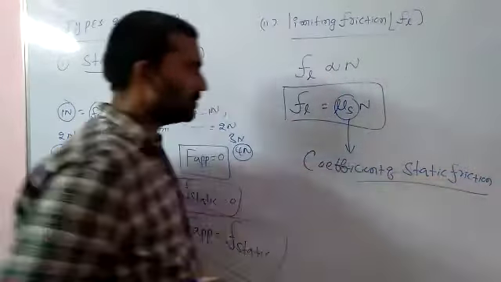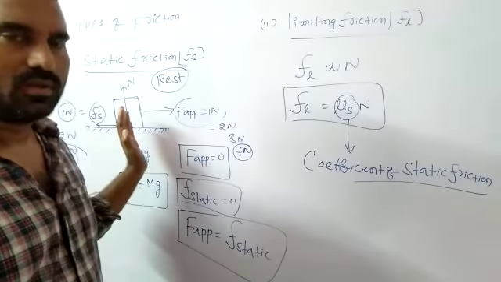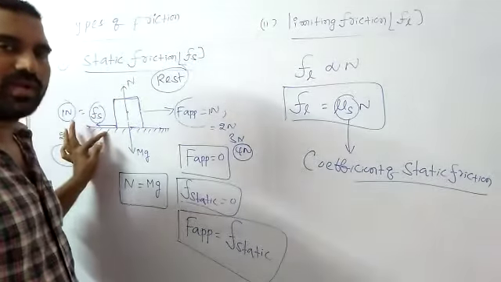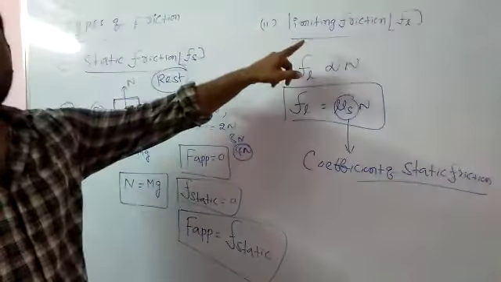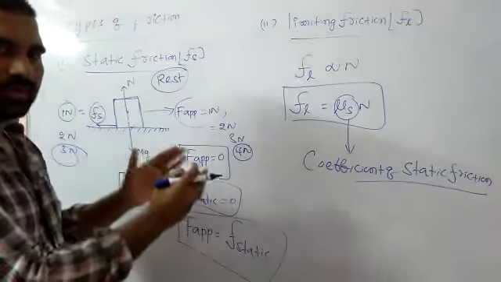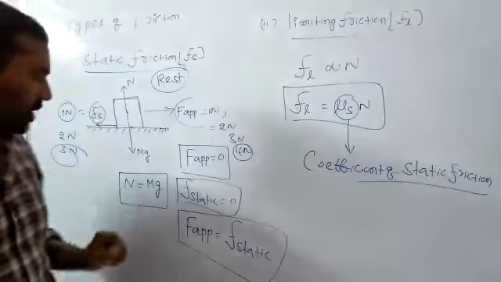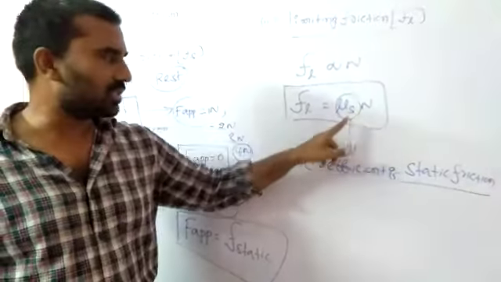Here there is one point. Until the block starts moving, applied force is equal to static friction. When the block is ready to slide, static friction reaches its peak or maximum value. That maximum static friction is called limiting friction. When the block is at rest, there is static friction. When the block is just ready to move, ready to slide, the maximum static friction is called limiting friction. The limiting friction is proportional to normal reaction. After proportionality, there is a constant, called the coefficient of static friction.